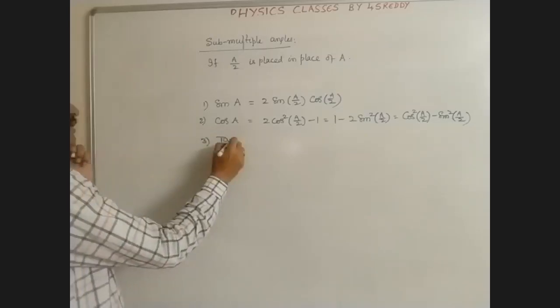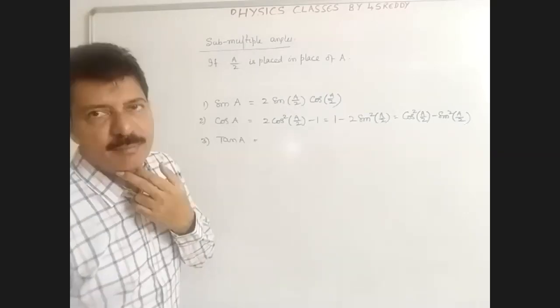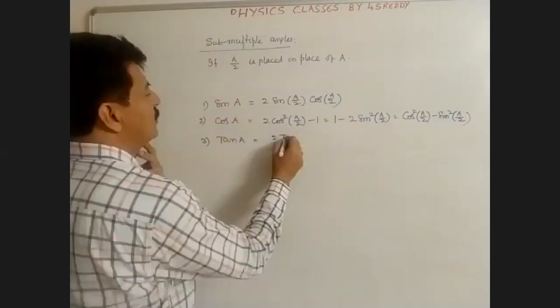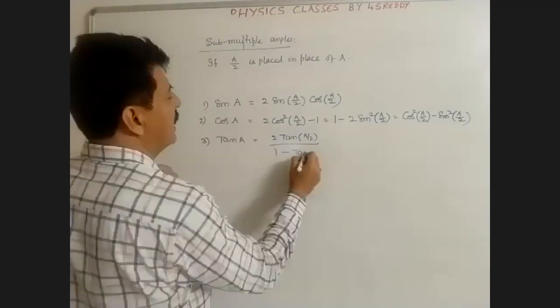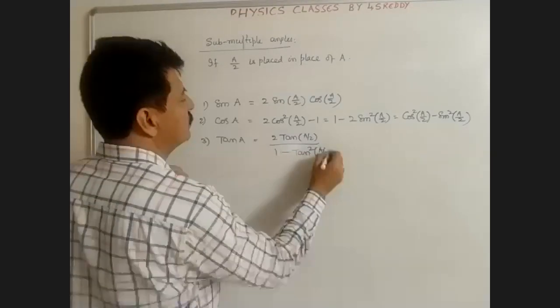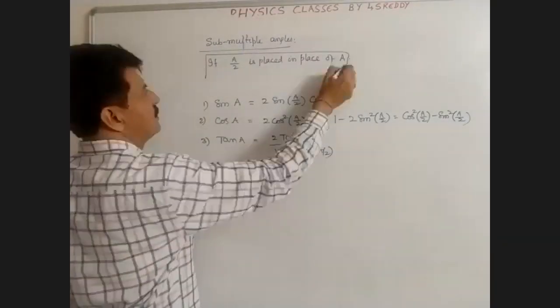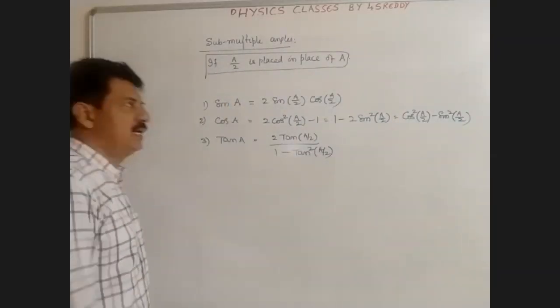Tan A can also be written as, what is tan 2A? 2 tan A by 1 minus tan square A. Therefore, this can be written as 2 tan A by 2 by 1 minus tan square A by 2. That is, if A is replaced with A by 2.